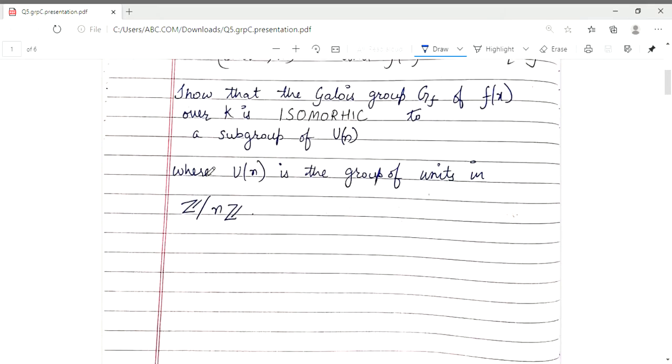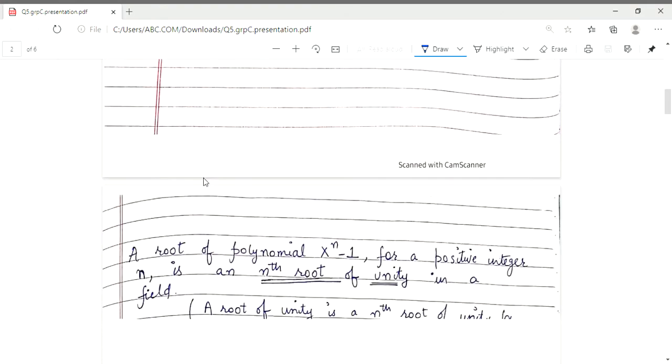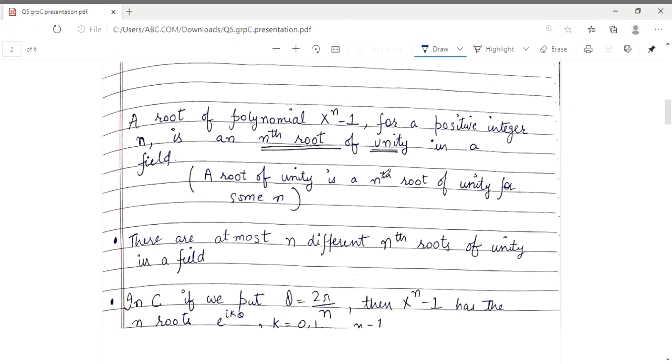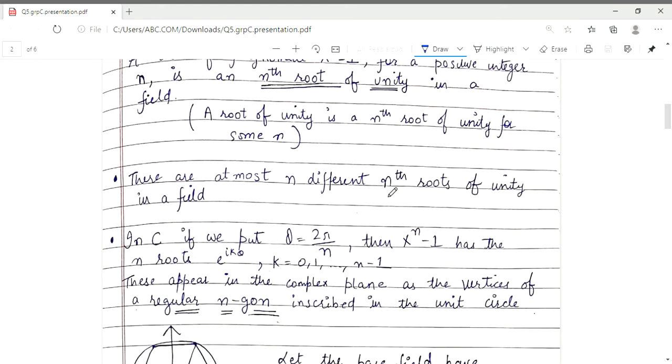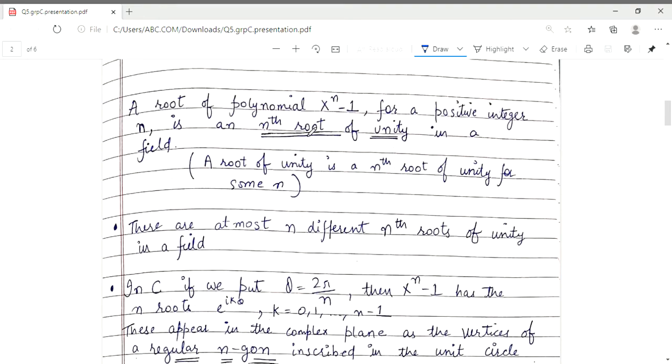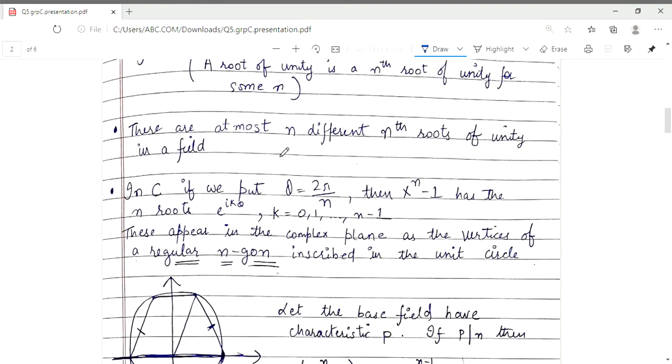Now, before we get to the proof of this problem, we'll have to recall a few definitions first. Nth root of unity. A root of the polynomial x power n minus 1 for a positive integer n is an nth root of unity in a field. A root of unity is an nth root of unity for some n. Since it is a root of the polynomial x power n minus 1, we can clearly see that there are at most n different nth roots of unity in a field.